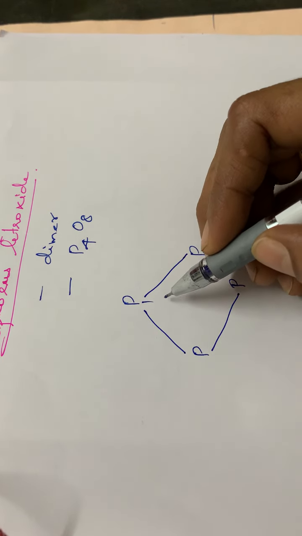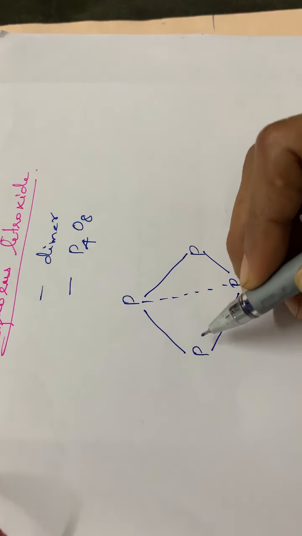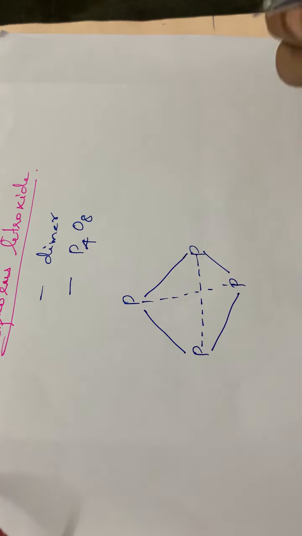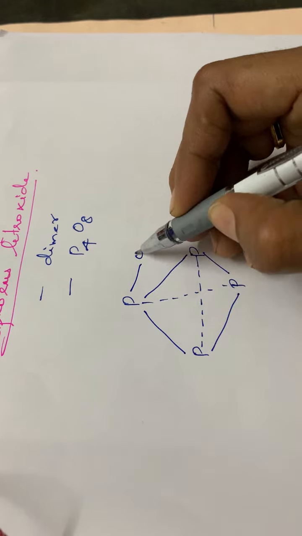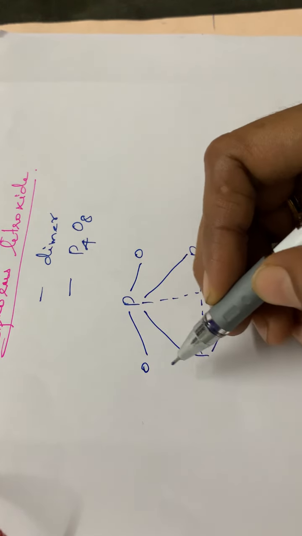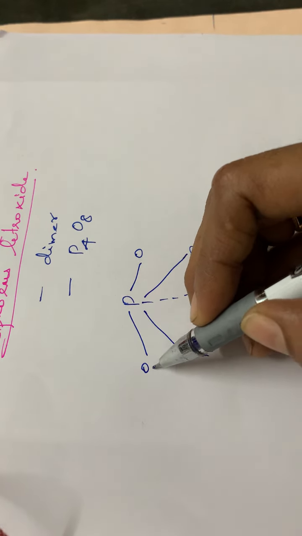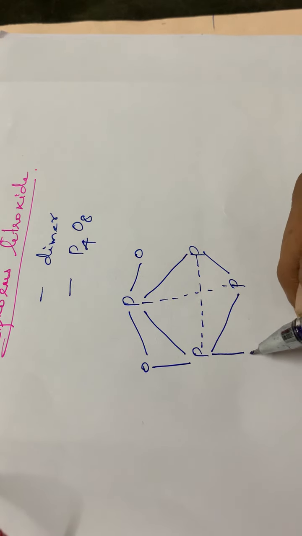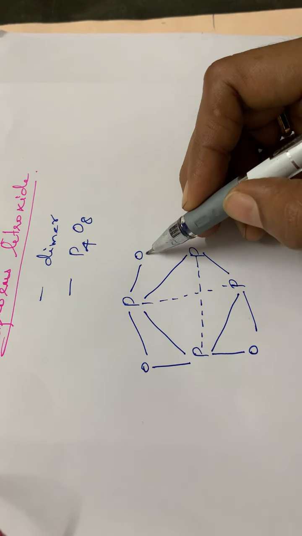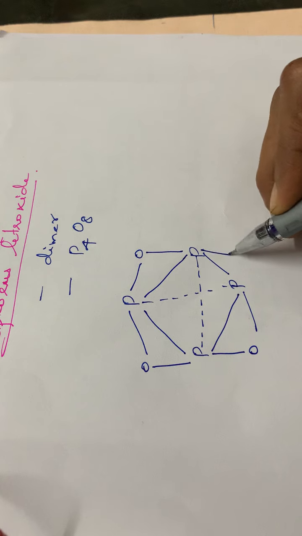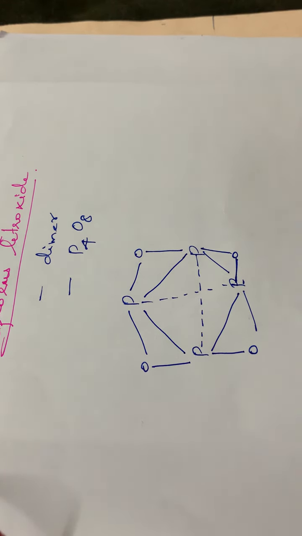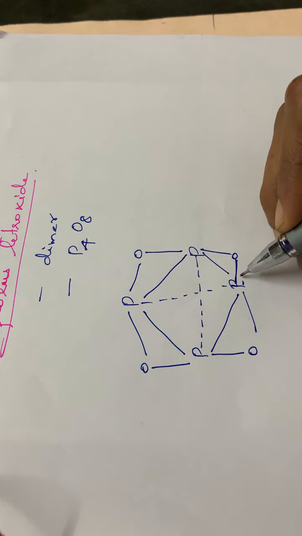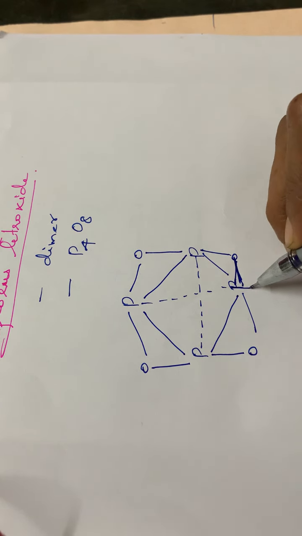Then again, this phosphorus will be joined like this one, like this. Then alternate oxygen atoms, isn't it? Oxygen here, then phosphorus, then again oxygen, then again phosphorus, then again oxygen, like this. Okay. Here it should be almost a straight one. It should be like this.